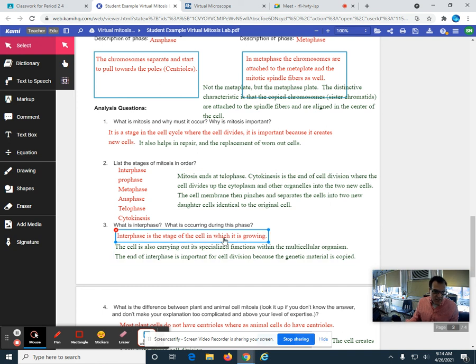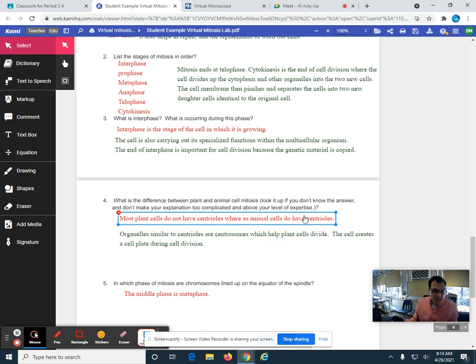Interphase is an important stage of the cell cycle. It grows. It also carries out specialized functions, right? So if you're a blood cell, you're carrying oxygen to cells, carbon dioxide away. If you're a muscle cell, you're helping to move bones. If you're a nerve cell, you're carrying signals around the body, those kinds of specialized functions.